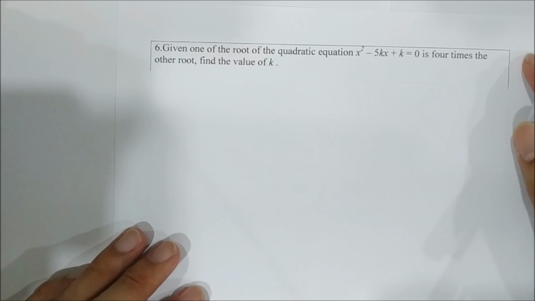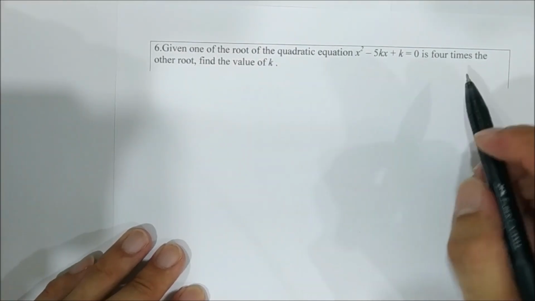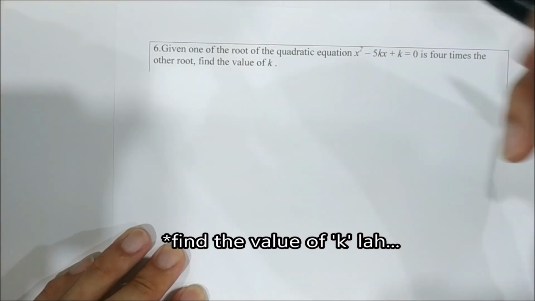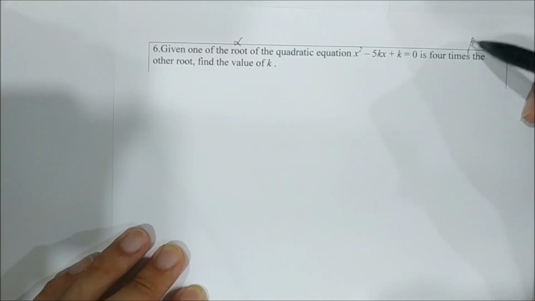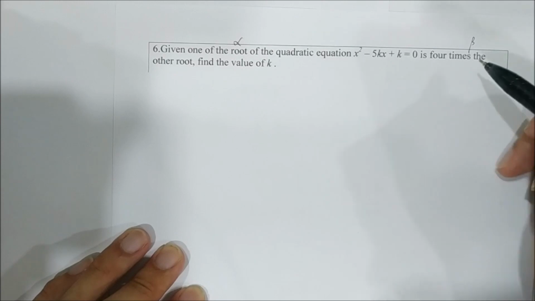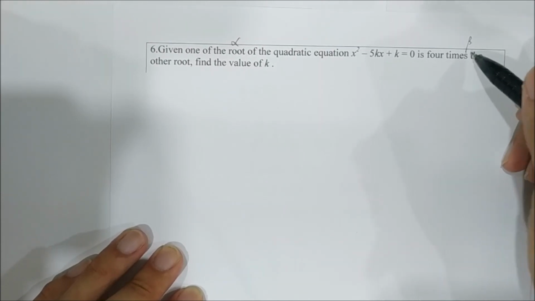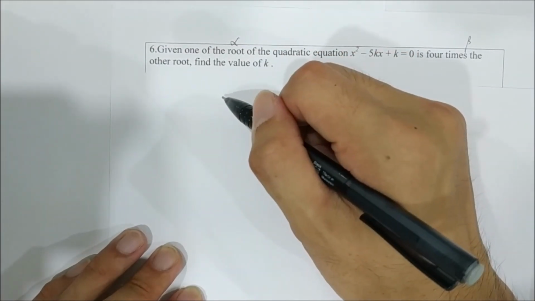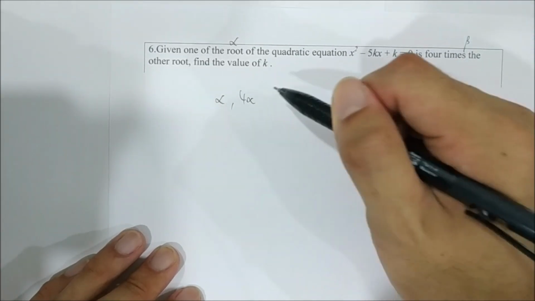Given one of the roots of the quadratic equation, x squared minus 5kx plus k equals to 0, is 4 times the other root. Find the value of k. So one of the roots is 4 times the other root. If this root is alpha and this root is beta, it means that the second root, beta, is equals to 4 times alpha. So if one of the roots is alpha, the other root is 4 alpha.